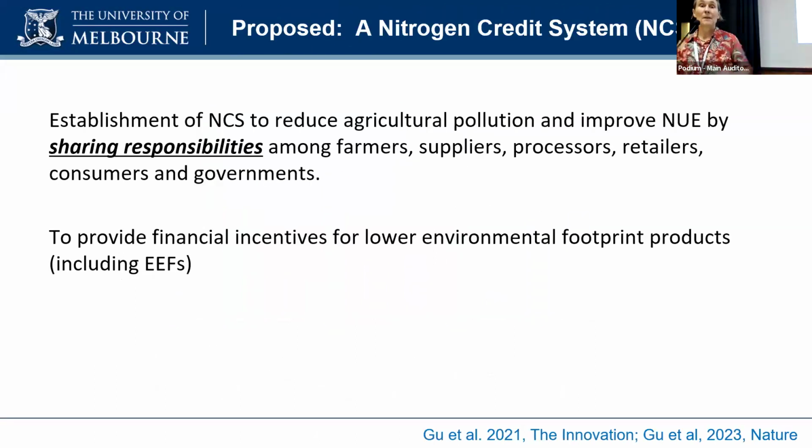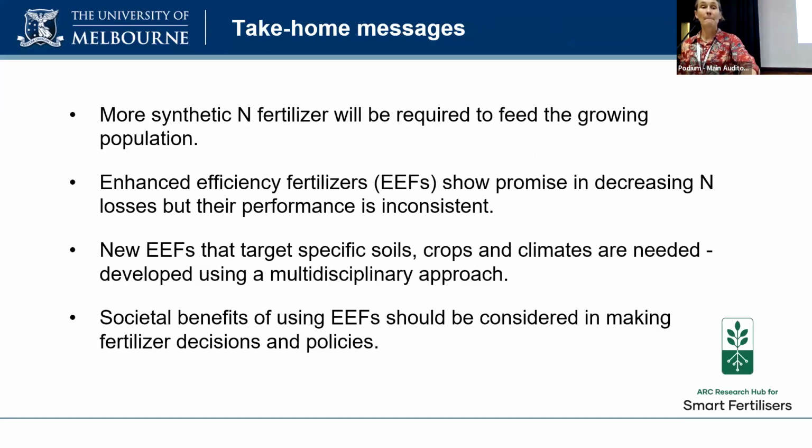The nitrogen credit system is a way of working out how we can reduce this pollution and improve nitrogen use efficiency by sharing the responsibility, so it doesn't all fall to the consumer or the farmer. It's shared by everybody along the supply chain. And that gives a real financial incentive to use products that will reduce the environmental nitrogen footprint.